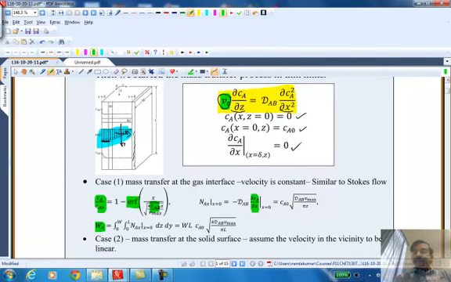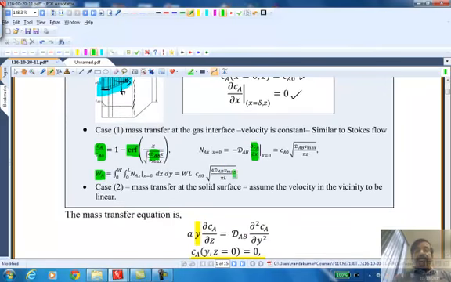So, and we saw that this is also called the Higbie's penetration theory among the mass transfer theories. And then we started looking at the second example, which is a slightly more complicated example, where we have mass transfer from the solid side. So we have a dissolving solid into the liquid.